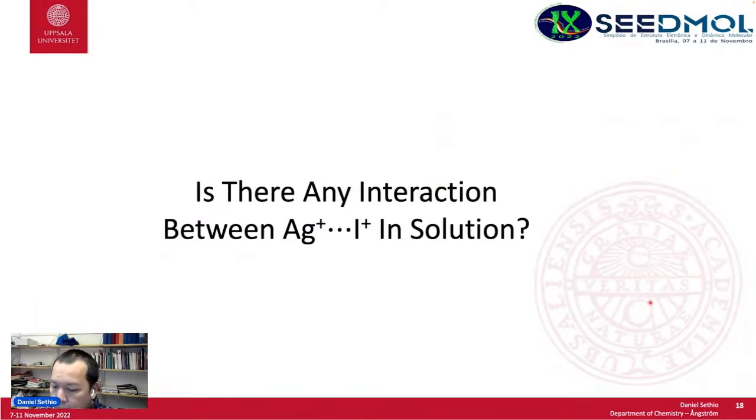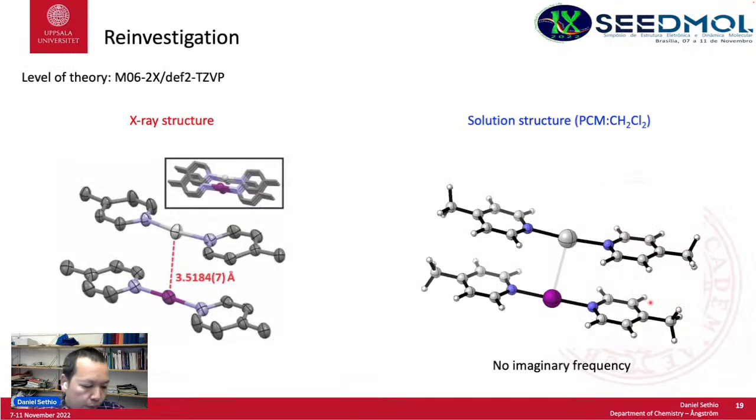So from this comes our question: is there really any interaction between silver and iodine if this complex is dissolved in the solution? So we reinvestigated using the same level of theory. We used M06-2X and the def2 triple zeta basis set. And then we re-optimized the structure using PCM, and we observed there is no imaginary frequency, meaning that this structure is at a minimum on the energy surface.